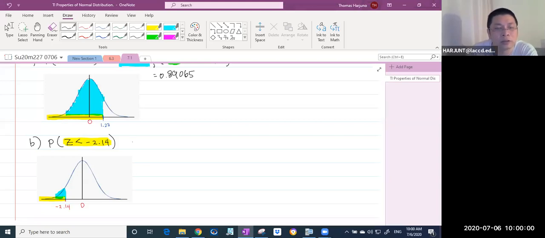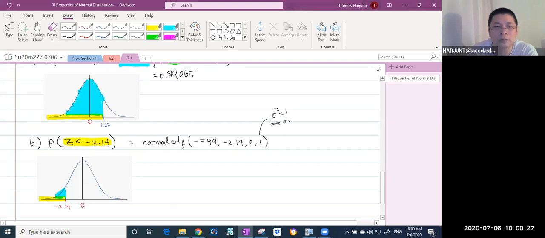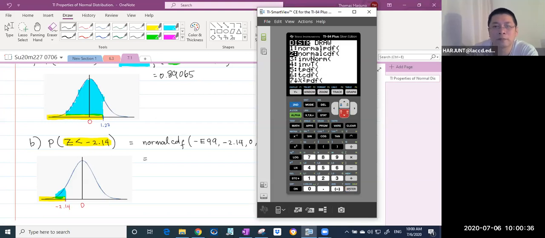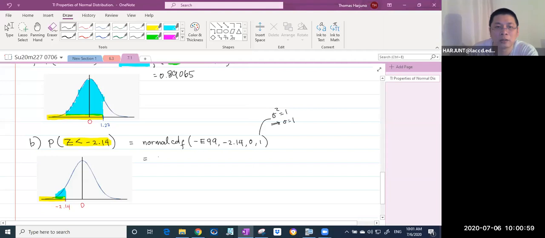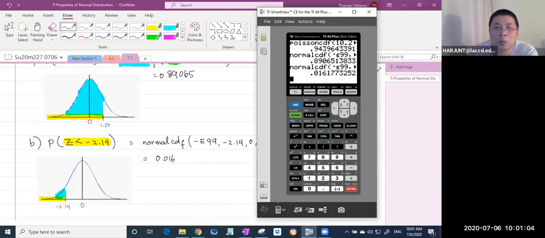Okay, now how about the calculator notation? Calculator notation will be normal CDF, negative infinity, which we replace by negative E99, up to negative 2.14. The mean is 0, the standard deviation is 1. Notice that the variance is 1, therefore the standard deviation is also 1. Now then you use your calculator, normal CDF, negative E99, enter, negative 2.14. The mean is 0, standard deviation is 1, compute it. I get 0.01618.